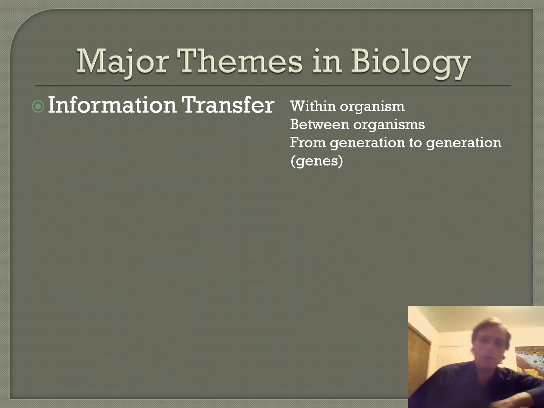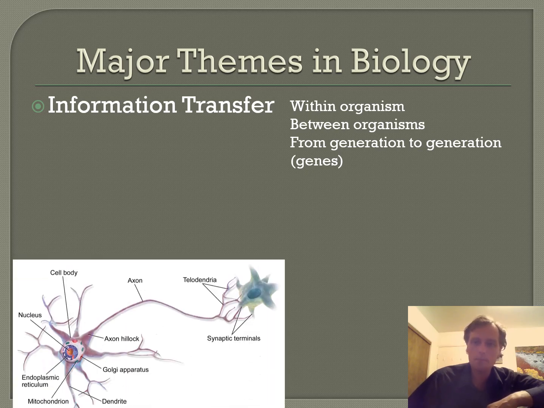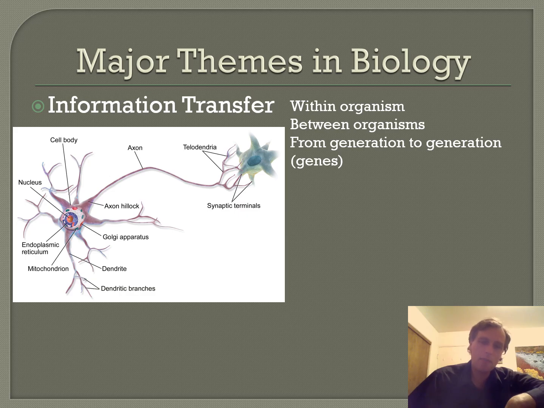Third major theme in biology: information transfer. So within an organism, between organisms, and from generation to generation. Getting into a little bit more detail on this one. Within an organism, same thing. Neuron is affecting this cell here, and again, structure is related to function as well. The structure of this neuron is long and thin, and that's for transmitting information.